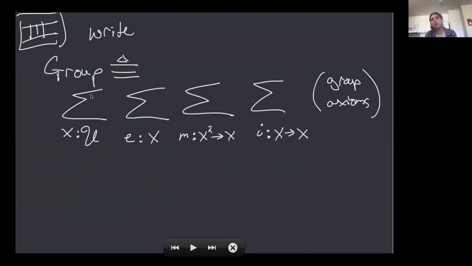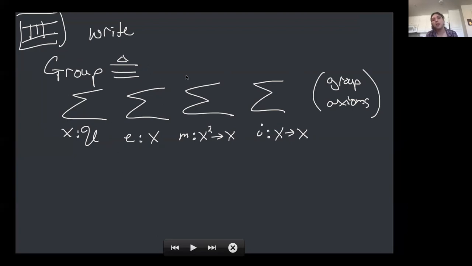Okay, let's think about groups. So I can write down the type of all groups. And what's the type of all groups? Well, you give me an X in the universe. That's a typo. If you want things to work right, X should be a set. But I guess I haven't really talked about what sets are. But yeah, okay. So you want X to be a set. Ignore that. But X is a type, and that type doesn't have higher homotopy data.